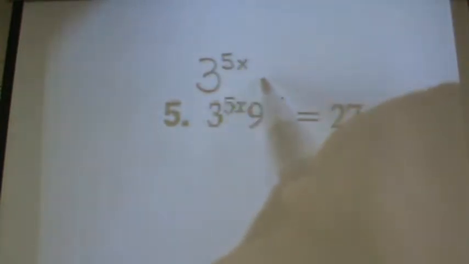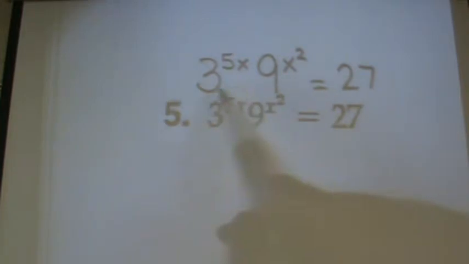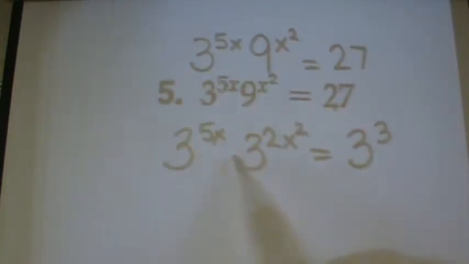Next, this is one of the harder ones, number 5. By the way, it reads 3 to the 5x power times 9 to the x squared equals 27. All right, working on this side, I want to get all these in base 3. How do you rewrite 9 in base 3? 3 squared, and then it's times x squared. And how do you get 27 in base 3? 3 cubed. All right, now, on the left, when bases are the same, and you're multiplying, what do you do? You add them. So this left side is really 5x plus 2x squared.